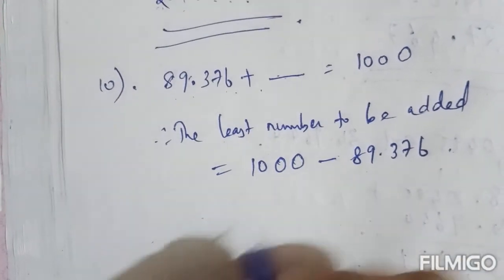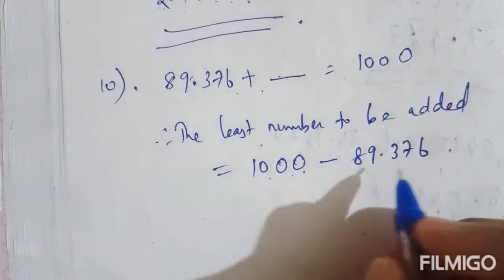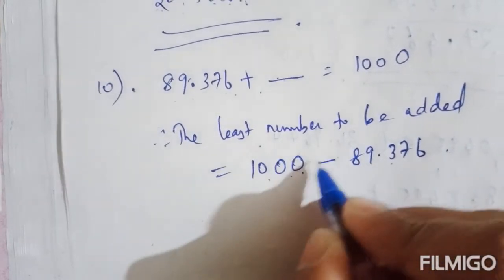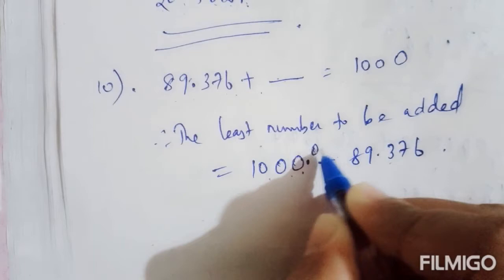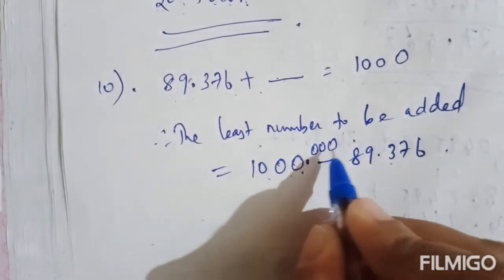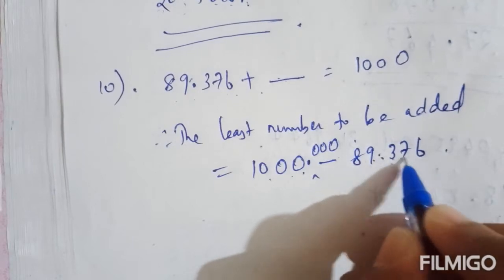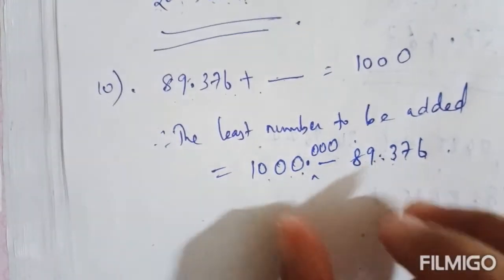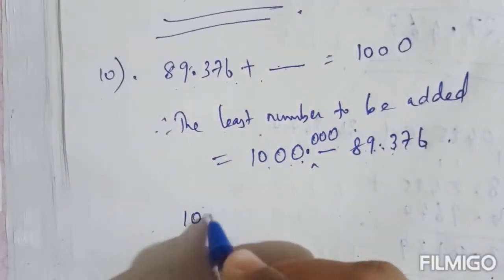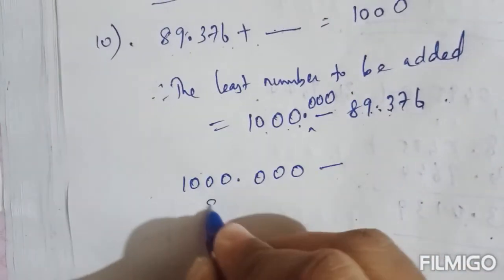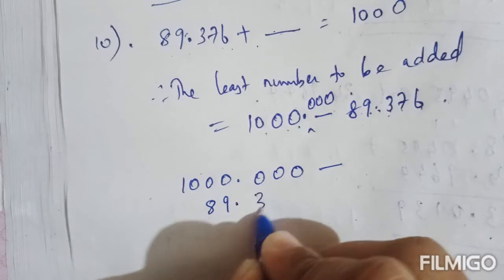Okay, so 1000 has no decimal places. The number of decimal places here is 0, here 3. So here you can put a point and put 3 zeros: 1000.000. Okay, here 89.376. Now they are like decimals. So 1000.000 minus 89.376.